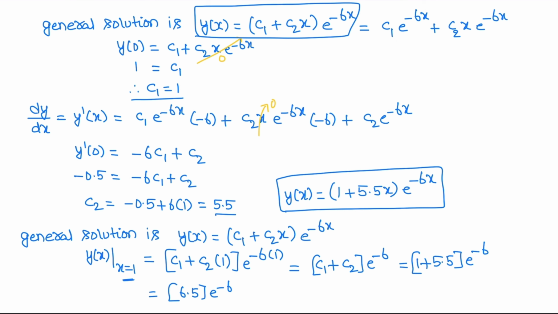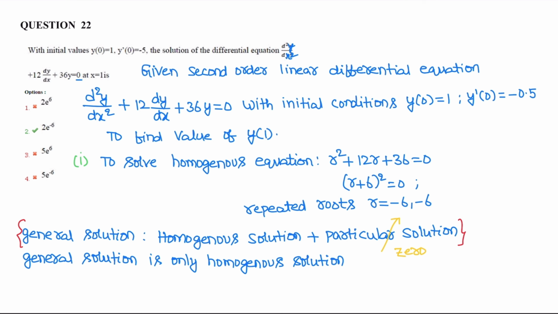On calculation we get y of 1 is 6.5 into e power minus 6. This question is also deleted from the question paper because none of the answers is correct. Question number 22 is deleted because the answer for this question is 6.5 into e power minus 6, and all options are wrong. The question is deleted.